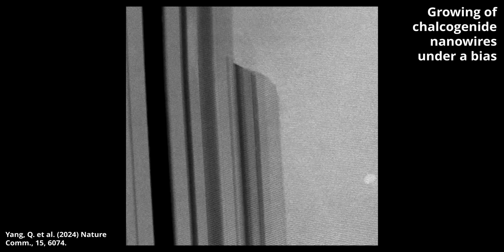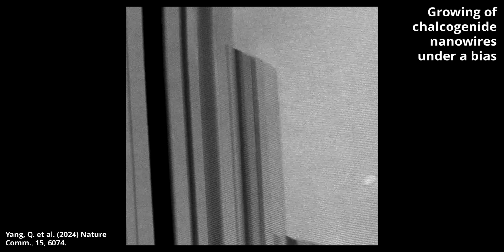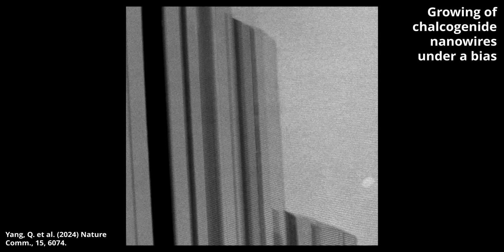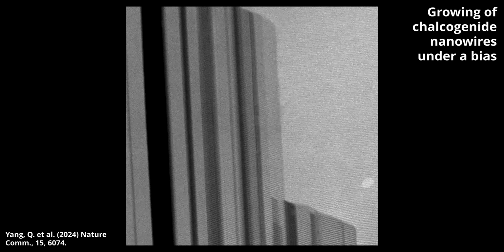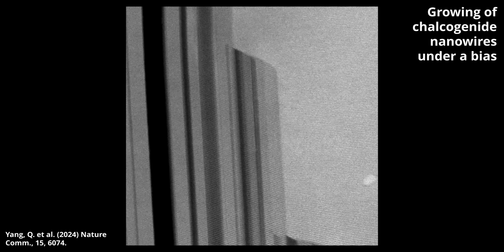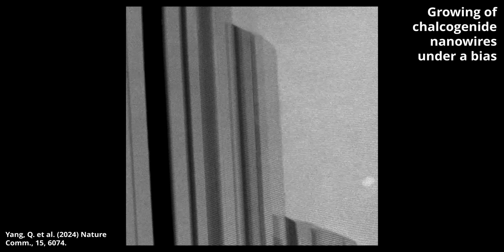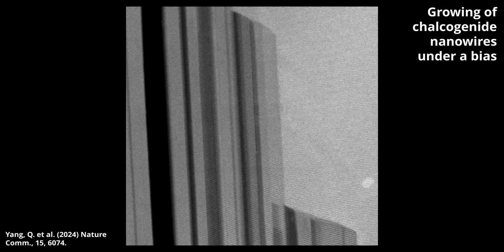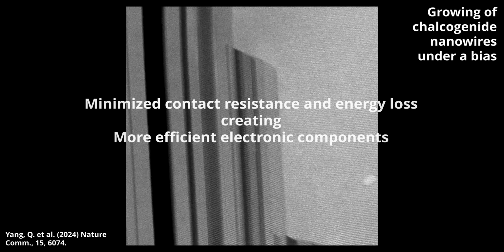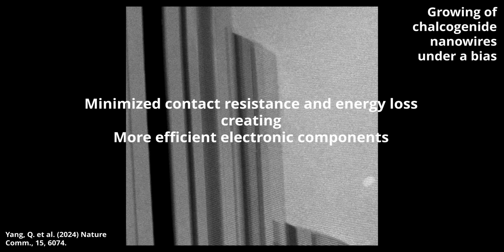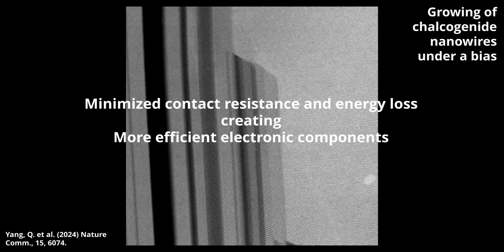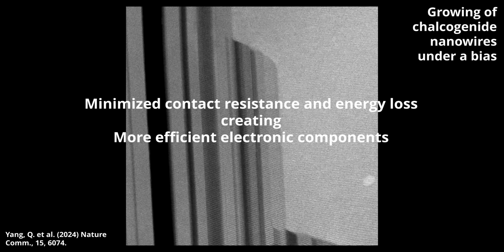For instance, researchers have developed one-dimensional metallic nanowires that can interconnect devices built on two-dimensional materials. Using a process that combines electrical biasing with graphite encapsulation, these nanowires grow in highly specific orientations, which can be followed by in situ TEM. This precise control minimizes contact resistance and energy loss, potentially creating more efficient electronic components.